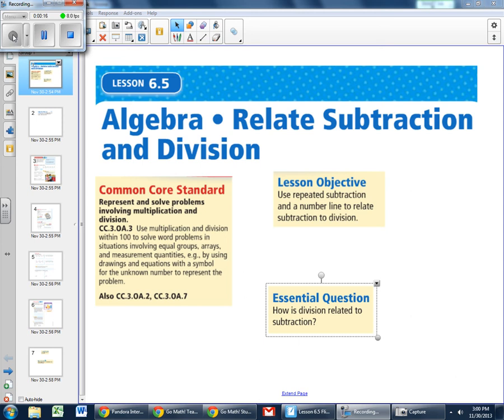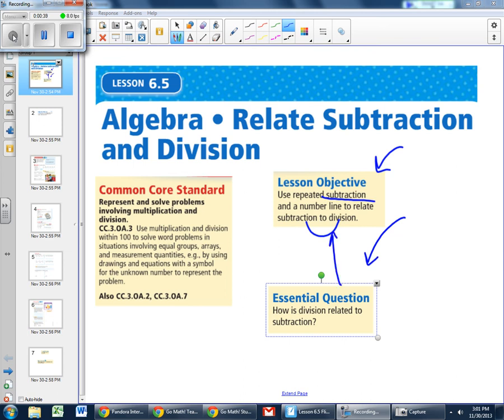A reference to our Common Core standard, represent and solve problems involving multiplication and division. It's the same one we've been working on throughout the unit. Our objective today is to use repeated subtraction and a number line to relate subtraction to division. So we're going to make this connection for you today so that you can understand how division is related to subtraction.